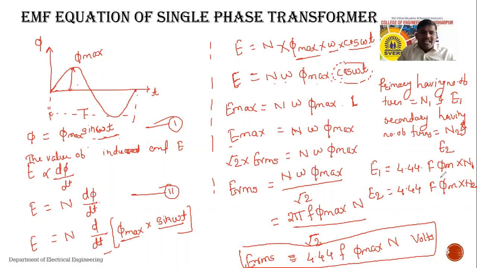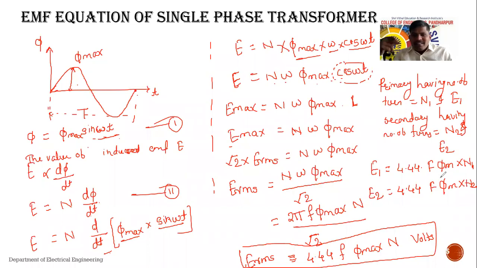So these are the induced EMFs if the primary winding has N1 turns and the secondary winding has N2 turns. E1 is equal to 4.44 f phi m N1, where f is the frequency, phi m is the maximum value of flux, and N1 is the number of turns. Similarly, E2 is equal to 4.44 f phi m into N2.